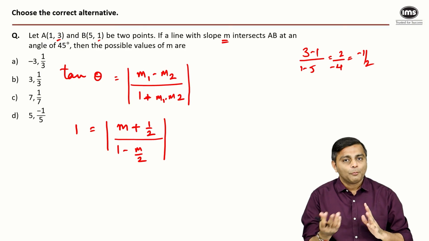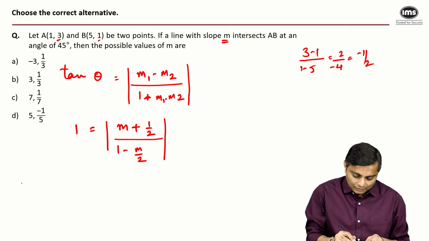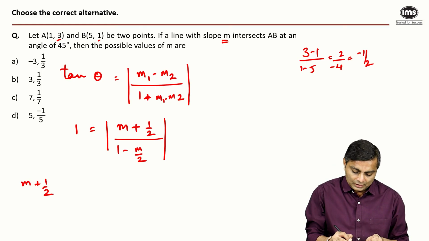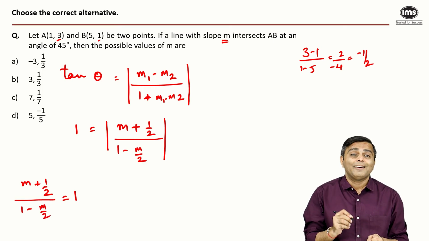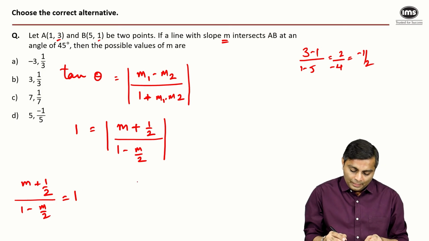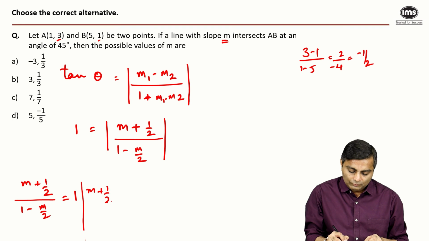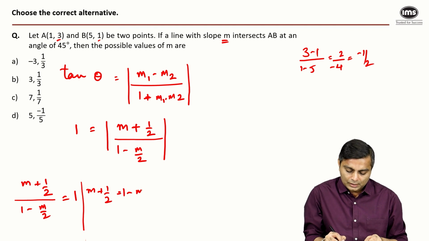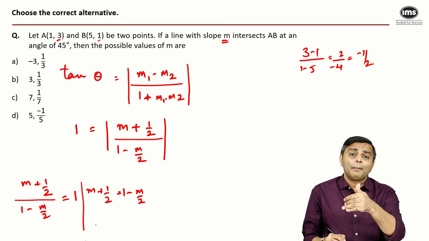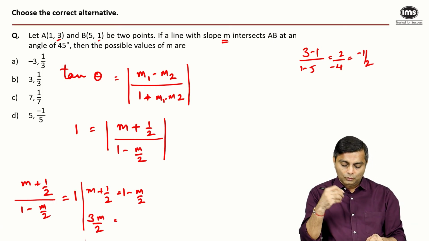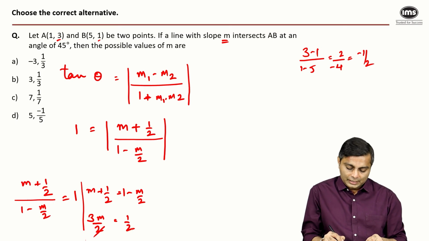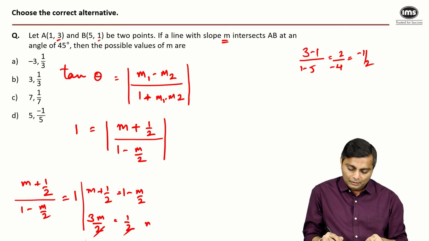So when we open it, we'll have to take both the possibilities. That's what we're going to start with. First, the positive possibility: m plus half upon 1 minus m by 2 is equal to 1. I'm going to just cross multiply. So m plus half gives me 1 minus m by 2. So m and m by 2 come to the left hand side, becomes plus. So 3m by 2 is equal to 1, half goes there, becomes half. So this cancels and m is equal to 1 by 3. So one value of m is equal to 1 by 3.